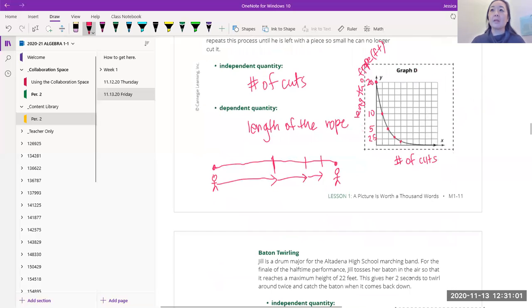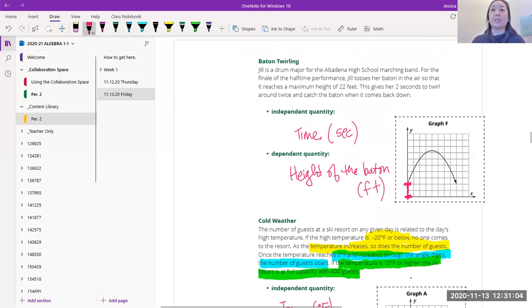All right, now we got the baton twirling. So if you notice right here, she tosses her baton in the air so that it reaches a maximum height of 22 feet. Phew, 22 feet. And then this gives her 2 seconds to twirl and catch the baton when it comes back down. You don't need to do the sounds if you don't want to.